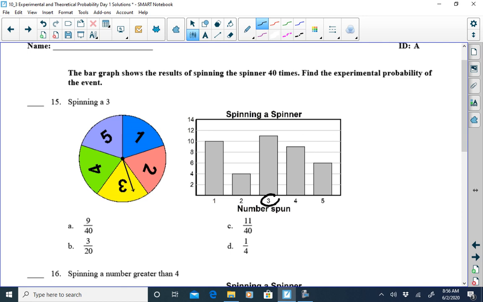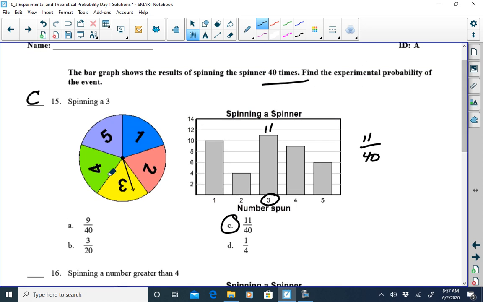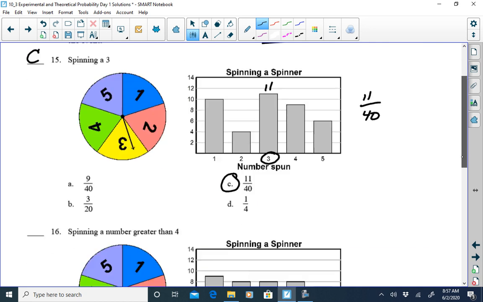Well, here's your 3's, right? And it says, what's that, 10 and 12, that's 11 out of the 40, right? 11 times out of the 40 times that it's spun, right? Because it says 40 times up there, and there are 11 out of the 40 were 3's, so that should be answer C for number 15, right? Just by reading the bar graph that shows the experimental probability of the event, which means that you actually took this spinner and spun it 40 times. And this bar graph shows the outcomes for the 40 spins of that spinner.